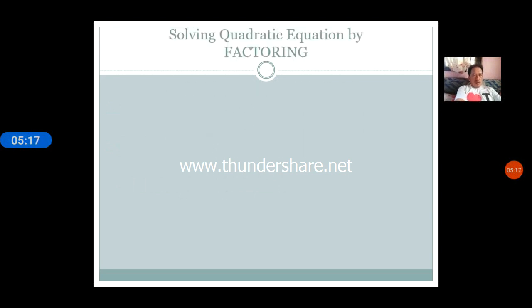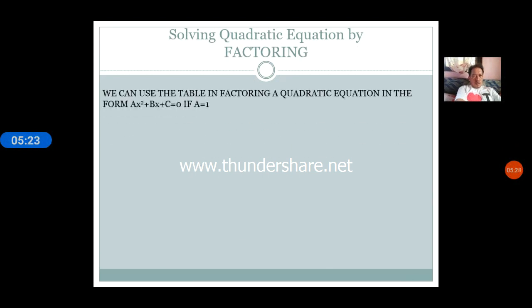Okay, so we have the topic solving a quadratic equation by factoring. We can use the table in factoring a quadratic equation in the form of ax squared plus bx plus c is equal to 0 if a is equal to 1. So take note, we can use this table only if a is equal to 1.